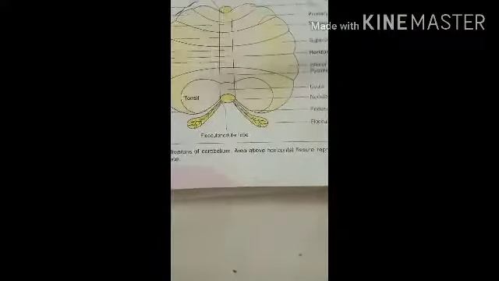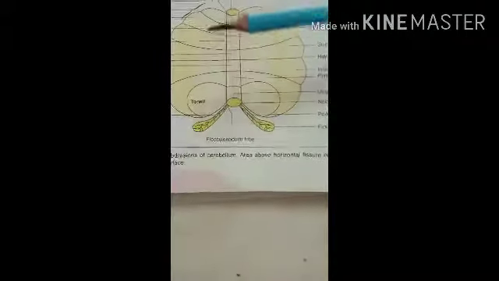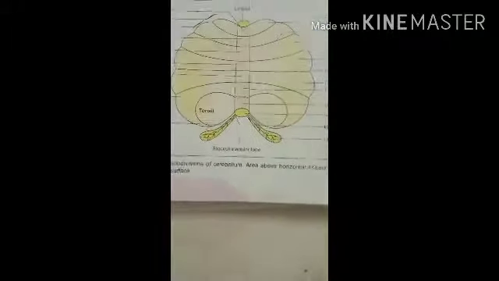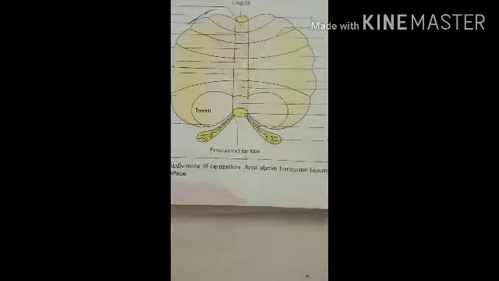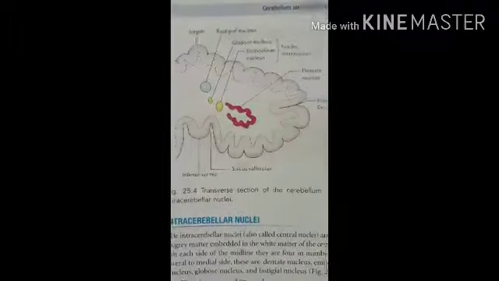It is chiefly corticopontocerebellar in connection and concerned with the smooth performance of skilled voluntary movement. So those are the functions of the neocerebellum. Now let's see the internal structure of the cerebellum.